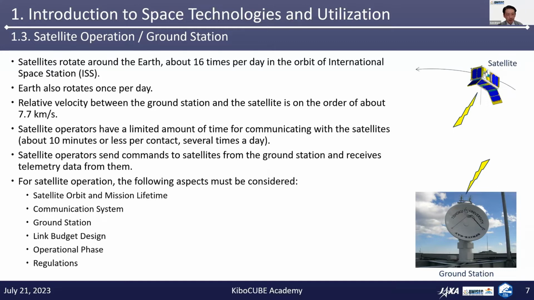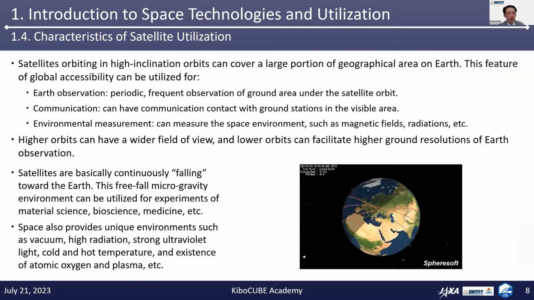For satellite operations, the following aspects must be considered, as listed here: satellite orbit and mission lifetime, communication system, ground station, link budget design, operational phase, regulations, and so on. Satellites orbiting in high inclination orbits can cover a large portion of geographical area on Earth. Here I have an animation of a satellite on the ISS orbit and its ground track. You can now understand how the satellite can cover a portion of Earth due to the combined effects of satellite orbital motion and Earth's rotational motion.